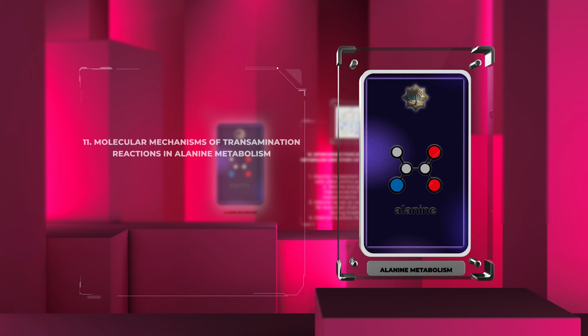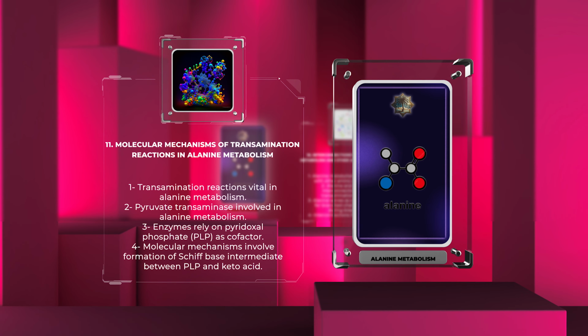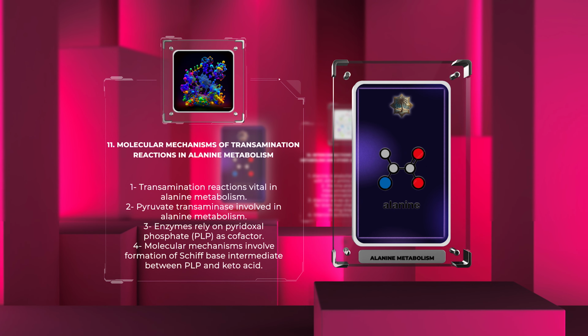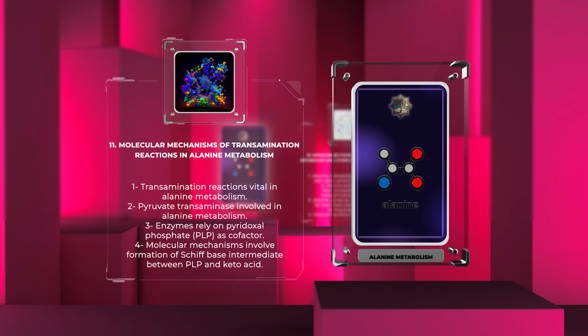In the field of alanine metabolism, transamination reactions play a vital role. These reactions involve the transfer of amino groups between amino acids and keto acids. Pyruvate transaminase, an aminotransferase enzyme, is specifically involved in alanine metabolism. These enzymes rely on pyridoxal phosphate, PLP, as a cofactor for their activity.